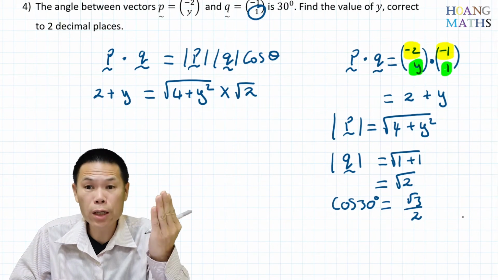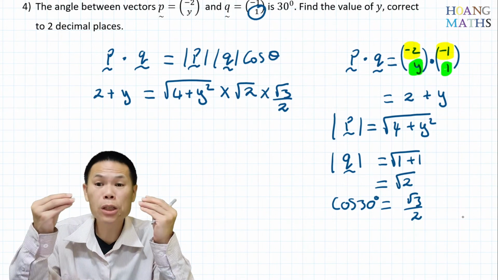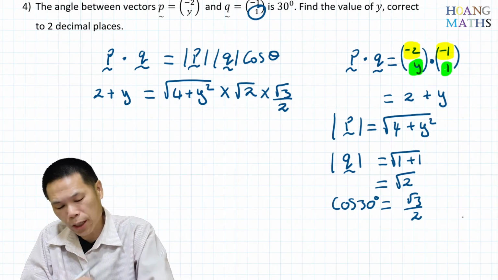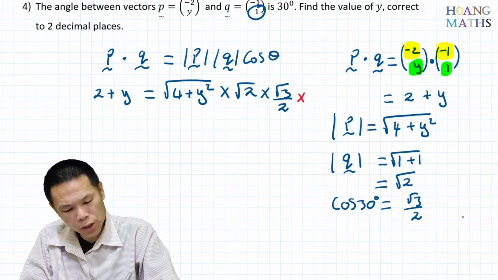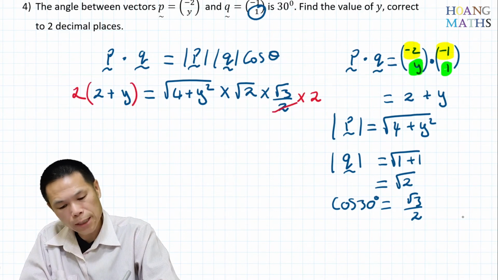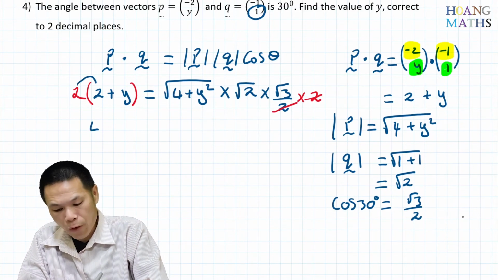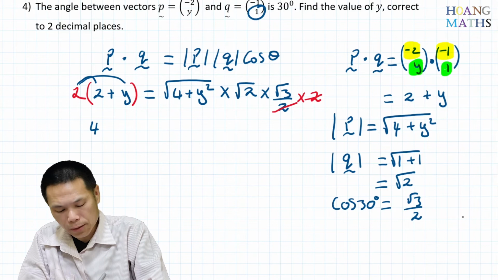And cos of 30 degrees is root 3 over 2. So root 3 over 2. So now let me just get rid of the 2 first, okay? So get rid of fractions. So times by 2 and this times by 2. So that cancels out. So I expand this, so give me 4, expand this, plus 2y.